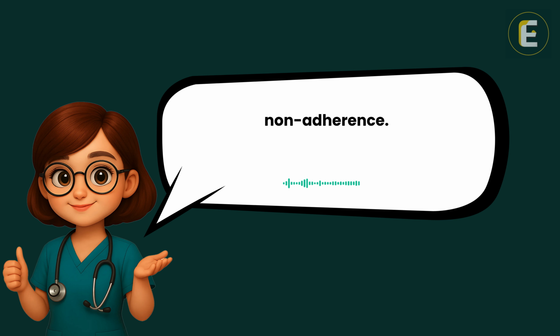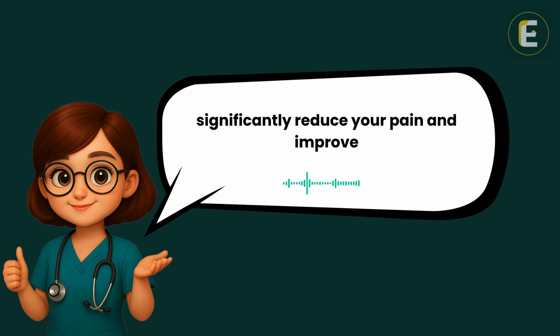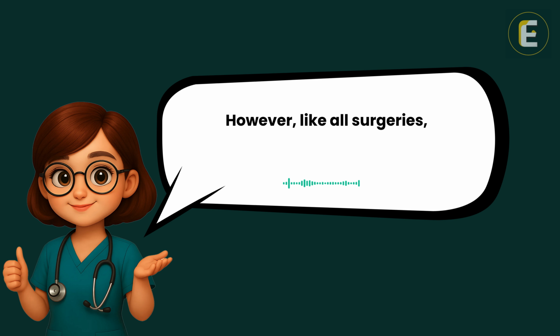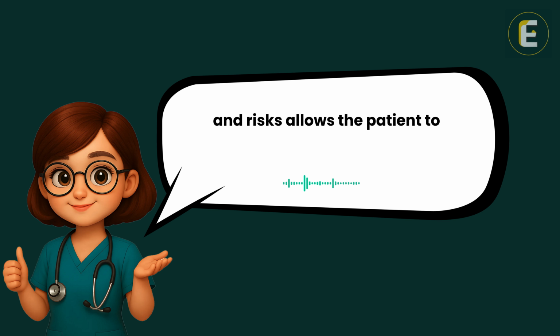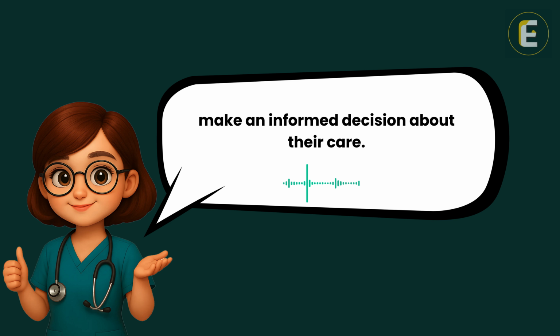for medication non-adherence. Part of informed consent involves discussing risks and benefits, which supports informed consent. For example, the benefit of this surgery is that it could significantly reduce your pain and improve mobility. However, like all surgeries, it carries risks such as infection and bleeding. This balanced presentation of both benefits and risks allows the patient to make an informed decision about their care.